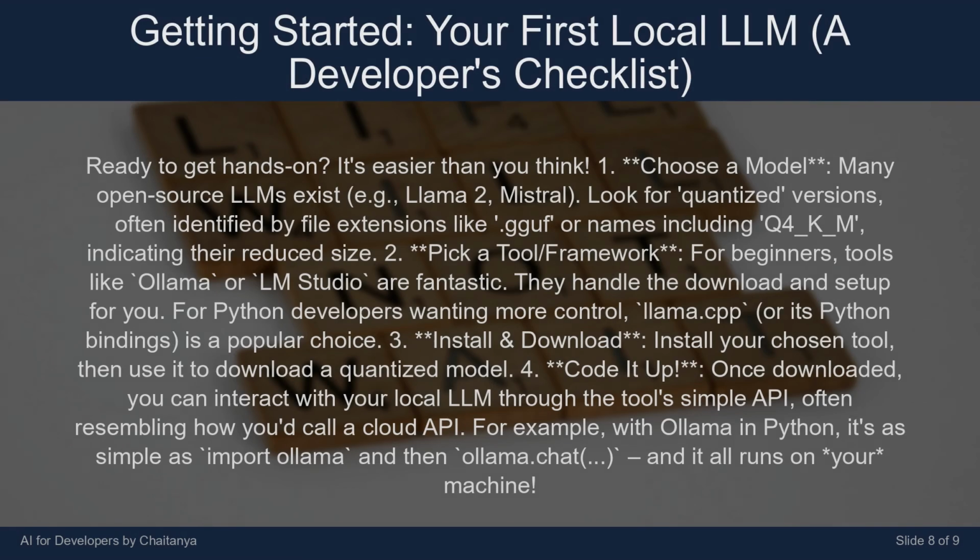Ready to get hands-on? It's easier than you think. 1. Choose a model. Many open-source LLMs exist, e.g., Llama 2, Mistral. Look for quantized versions, often identified by file extensions like GGUF or names including q4_k_m, indicating their reduced size.